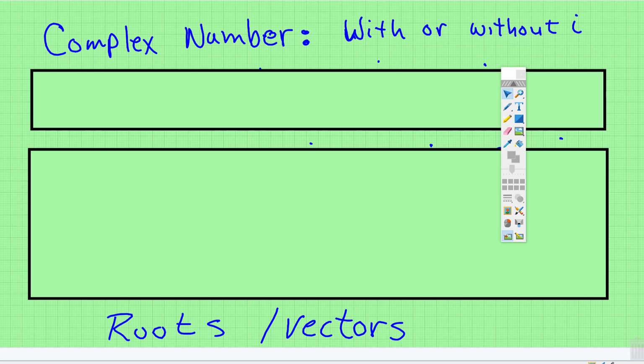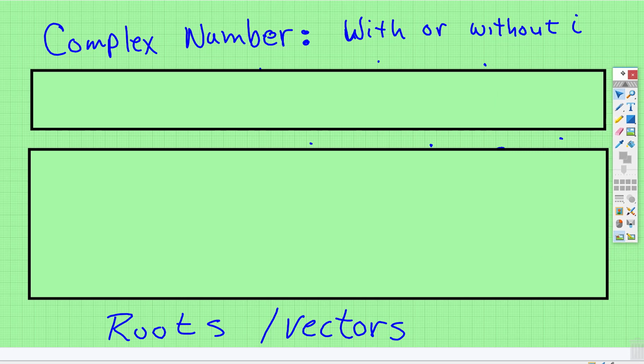Okay, now this is just an intro video on complex numbers with or without i, because a number by itself is a complex number. And oftentimes in Algebra 2, or technically Algebra 1, when you're dealing with quadratic roots, sometimes you're going to have imaginary numbers or complex numbers with an i, and in vectors.